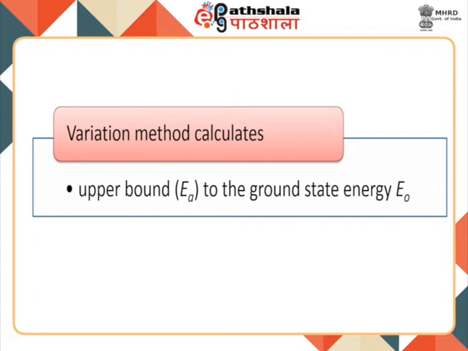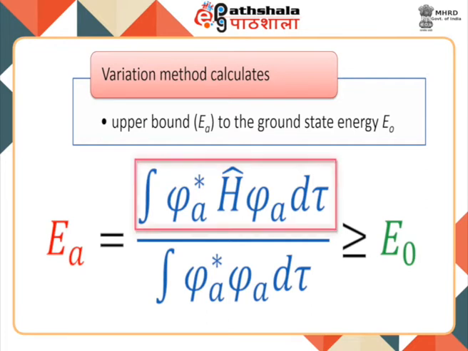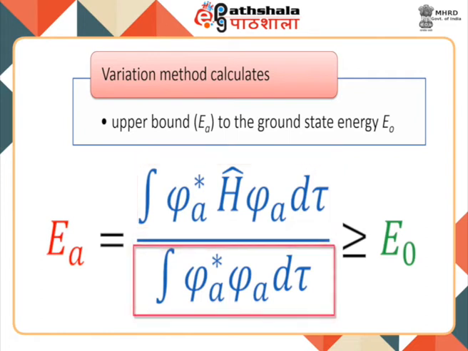Variation method calculates an upper bound EA to the ground state energy E naught by using any appropriate guess or trial function psi A, where approximate energy is calculated as, in numerator, integral of psi A star into exact Hamiltonian into psi A d tau upon, in denominator, integral of psi A star into psi A d tau.